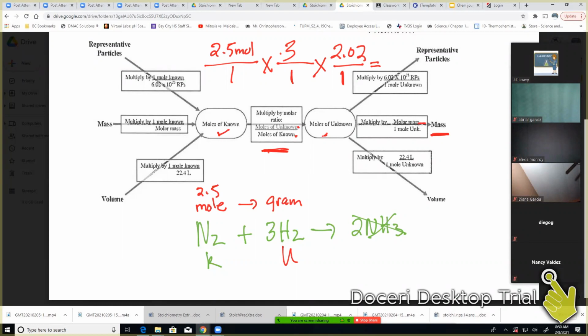Now I've got it set up, so I just need to do my calculations. 2.5 times 3 times 2.02. Nothing on the bottom, so I don't need to divide by anything. What'd you get? 15.15? That's it.